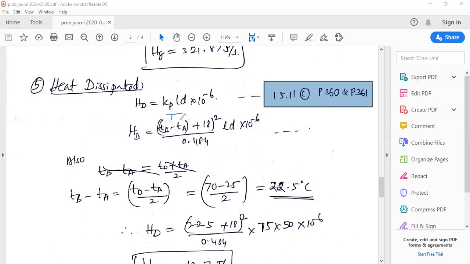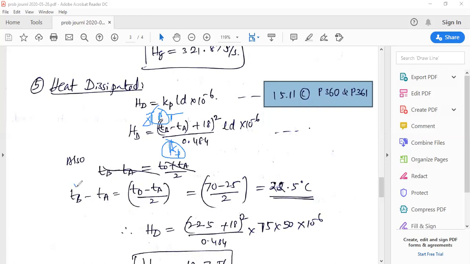So the notation that can be used for this difference as T or delta T. That is the change in temperature, or directly the equation Tb minus Ta. Tb is bearing temperature, and Ta is ambient temperature, plus 18 whole square divided by 0.484. So this is, again, there is a notation which is given small k suffix p, or we can use this small k suffix 3 as the notation for that. That value is 0.484 ld into 10 raised to minus 6. 10 raised to minus 6 is the conversion factor to convert L into D product into meter square.